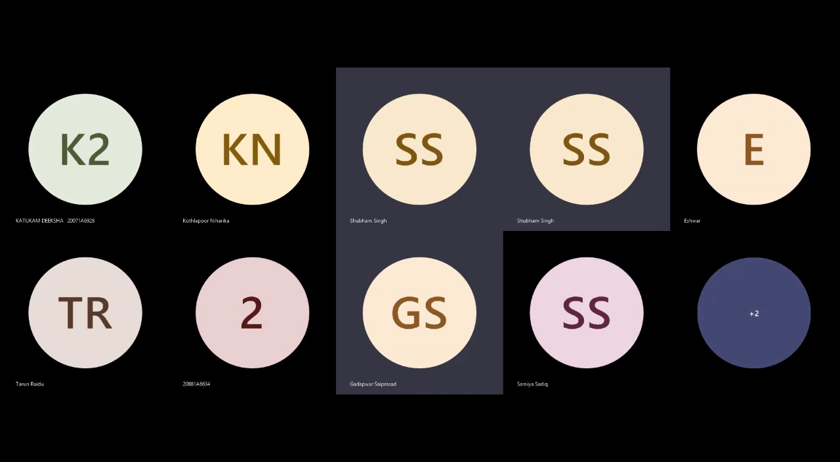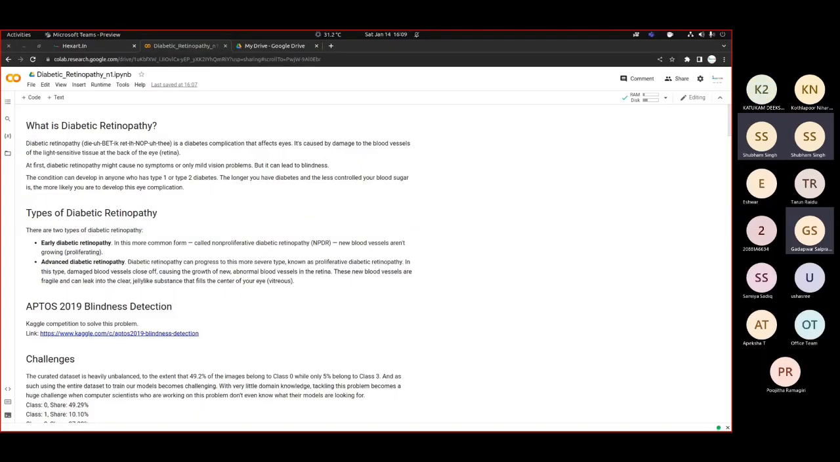One of the main complications of diabetes is that it affects our eyes. It starts causing damage to our blood vessels, and these are the light sensitive blood vessels in the back of our eye. So when these blood vessels start clogging up, our visibility starts to diminish.